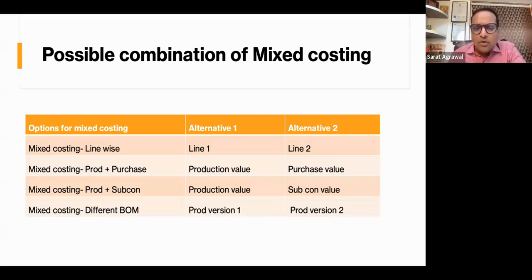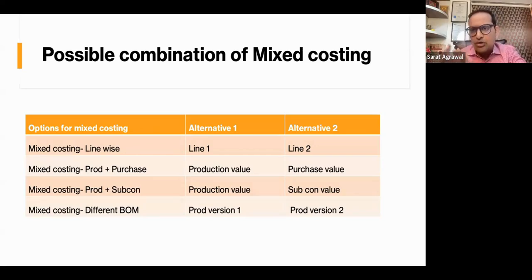The other possible combination would be, let's say in one case, the same product we manufacture in-house and the same product we get procured from outside the market. So that is the purchase price or the production price. So we can make a combination of these two also. So here, let me tell you, it is not necessary that we can have only two combinations. We can have more than two combinations as well. So this is the mixed costing.